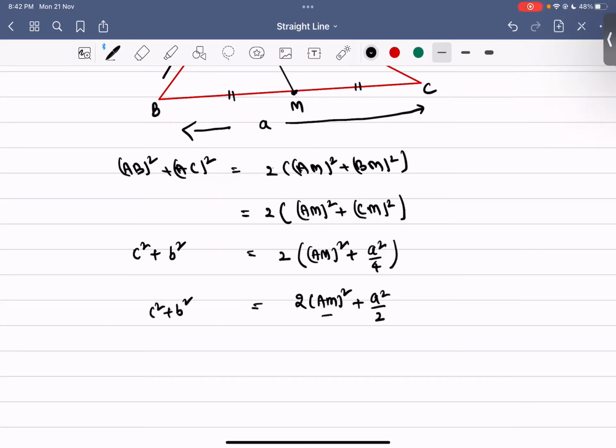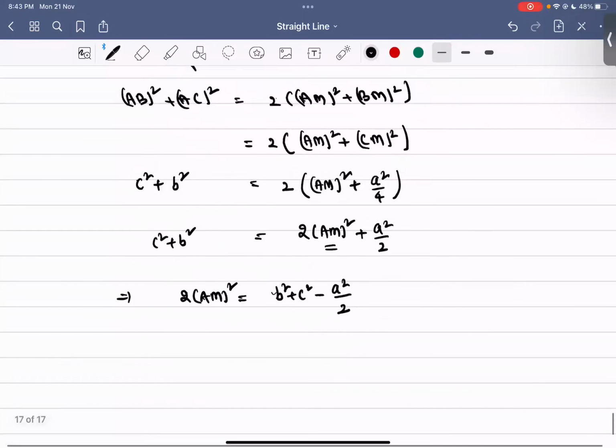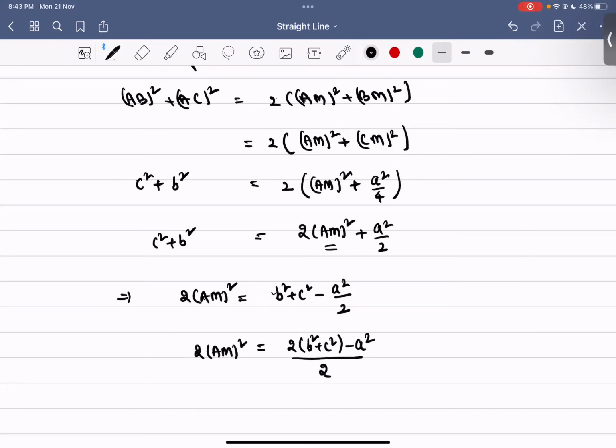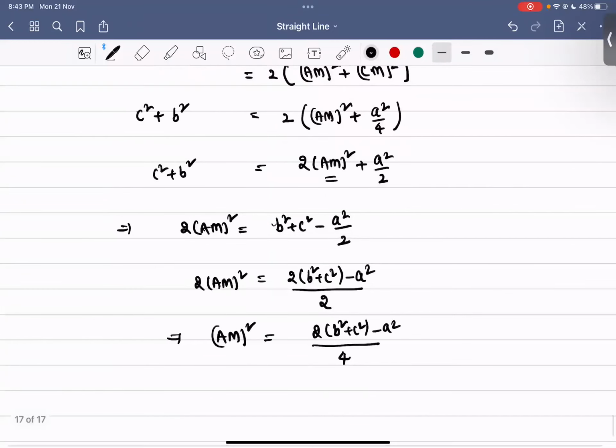Now isolate this AM square. For that, what do you get? 2 times AM square is equal to b square plus c square minus a square by 2. That is equal to 2 times b square plus c square minus a square by 2. So this is 2 AM square. Now from this one, AM square is equal to 2 times b square plus c square minus a square by 4. So this is the result.